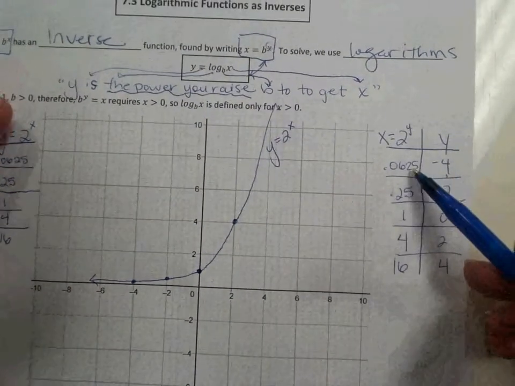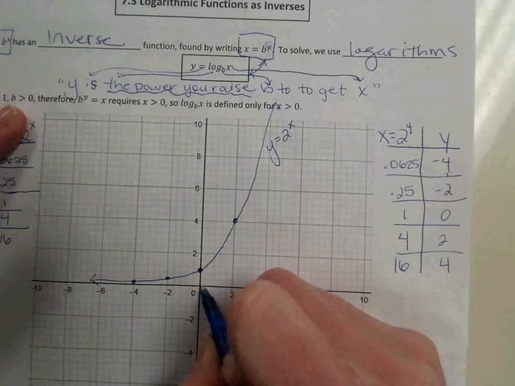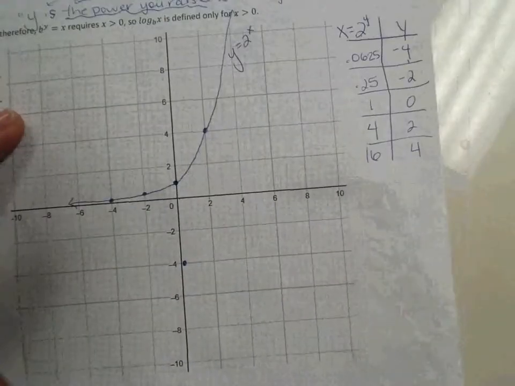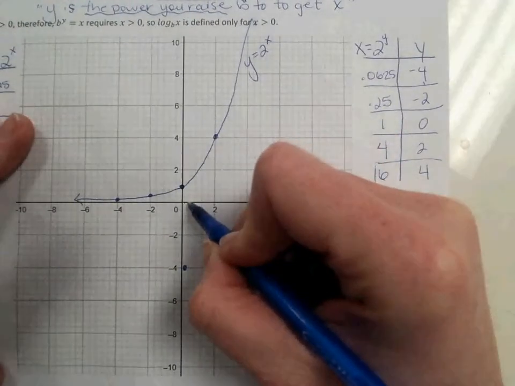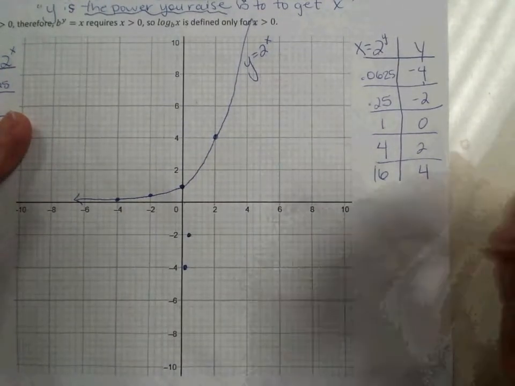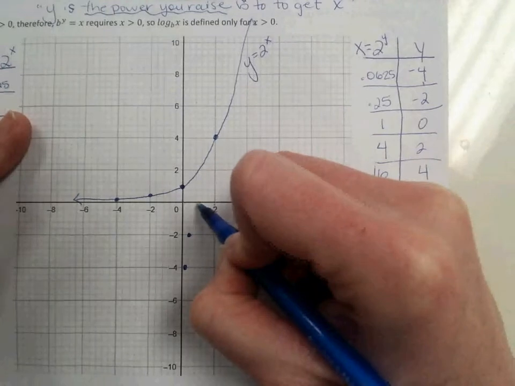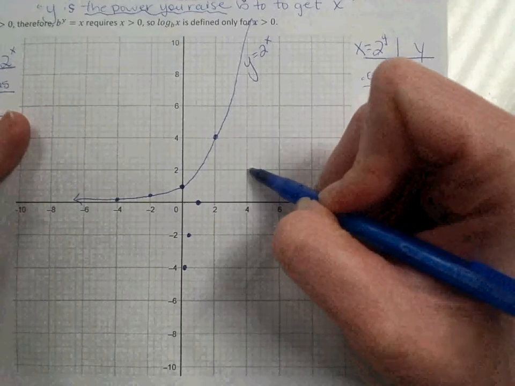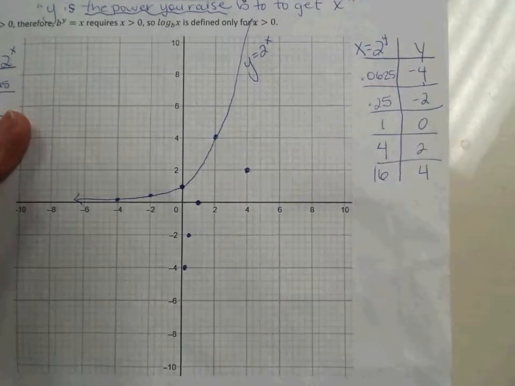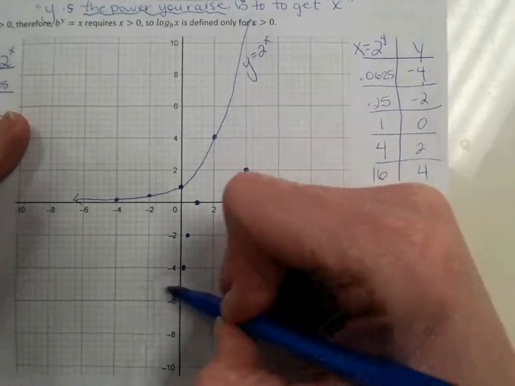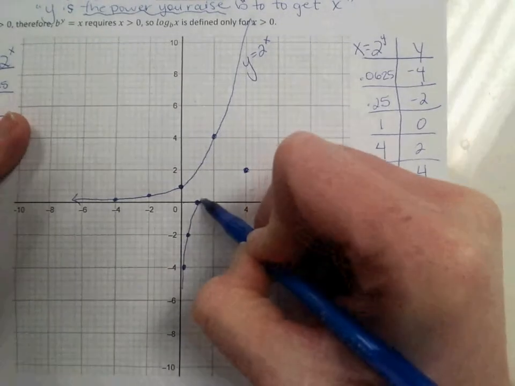So then I graph 0.0625, which is just really close to the origin there. We get -4. At 0.25, we get -2. At 1, we land right on the x-axis. At 4, we land on 2. And then at 16, which is off the charts on the x-axis this time, we would land at 4. So we're going to connect these dots.